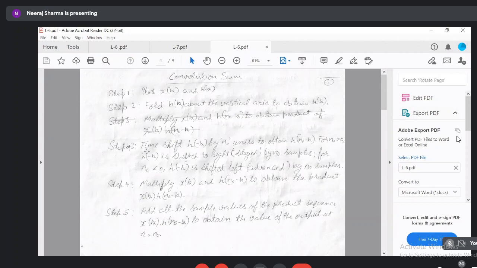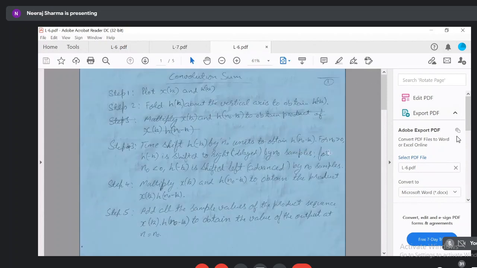Step number 3 says to time shift h[minus k] by n naught units. You have to time shift h[minus k] by n naught units. Now this n naught can be positive or negative, right? So time shift h[minus k] by n naught units to obtain h[n minus k], right? So we have to obtain it by time shifting the h[minus k] signal that you obtained in step number 2 by n naught units. Now n naught can be positive or negative, right?